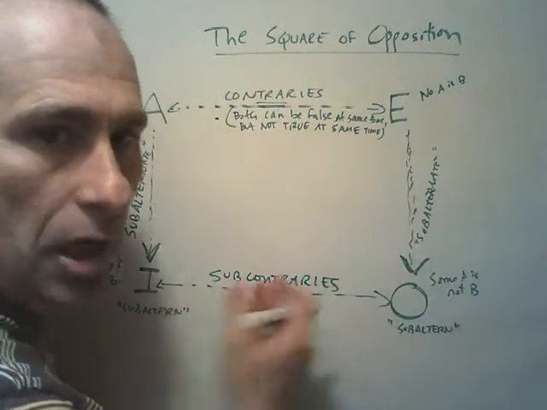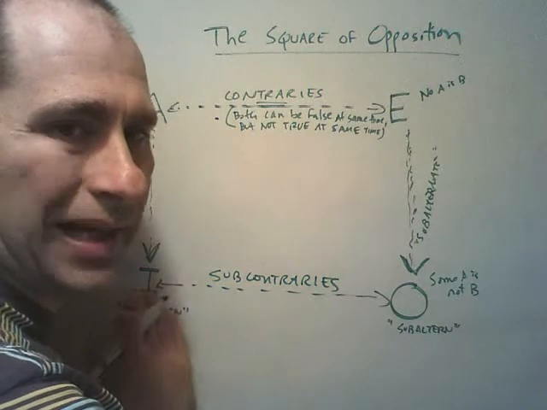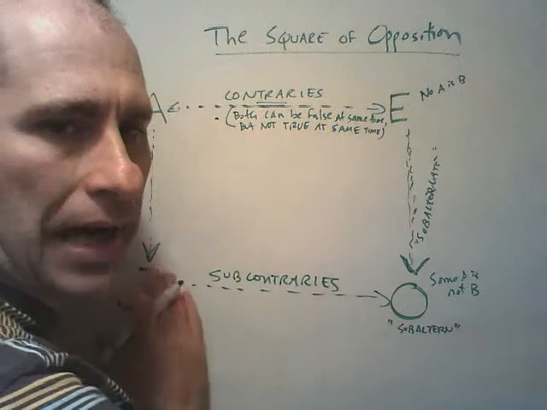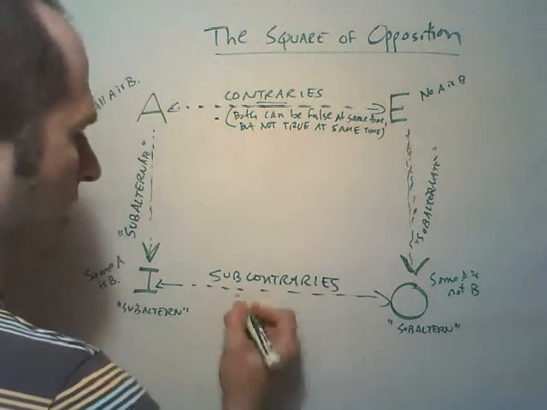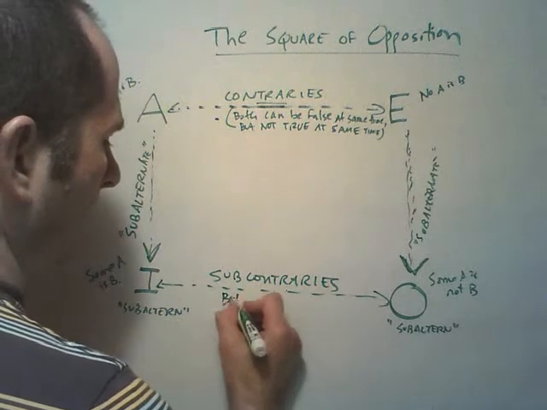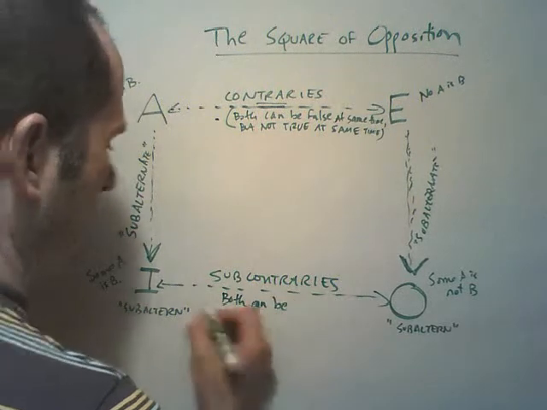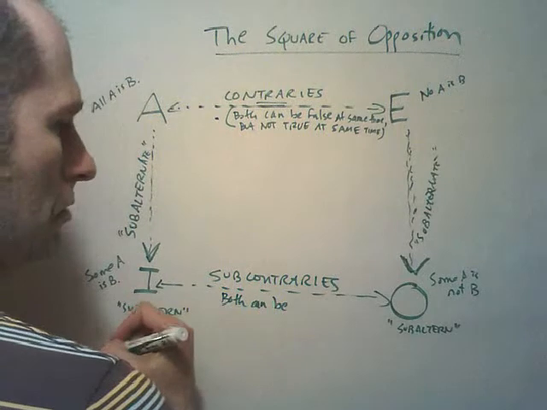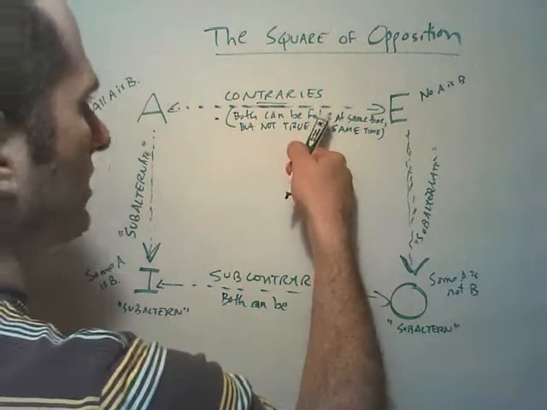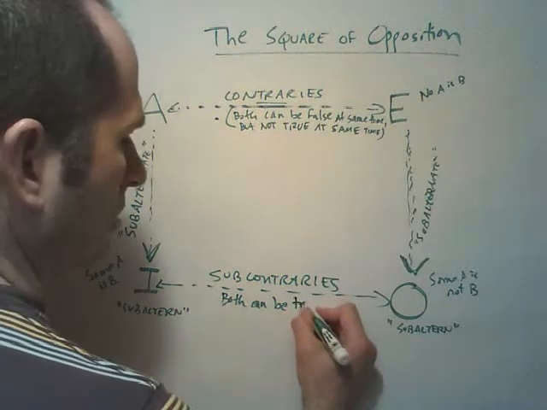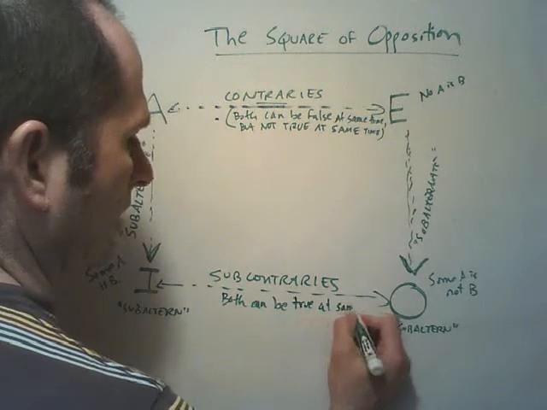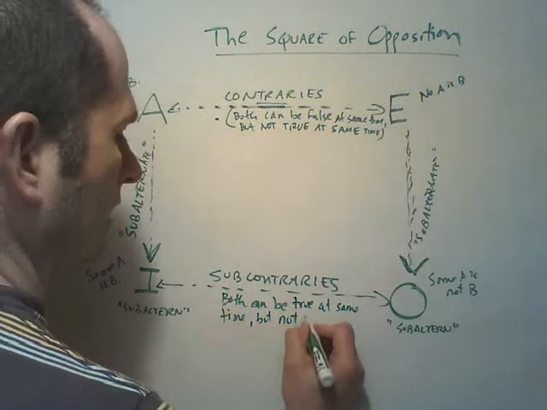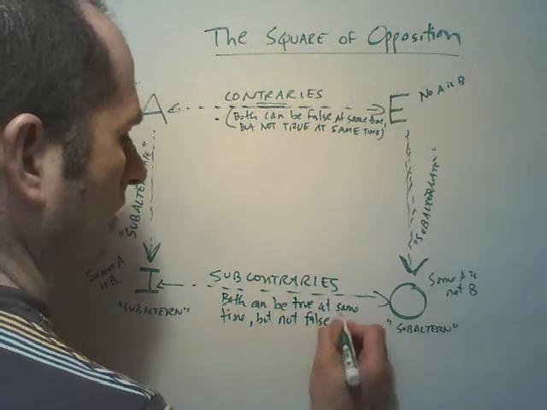So A is a subcontrary to O, and O is a subcontrary to I. Excuse me, I is a subcontrary to O, and O is a subcontrary to I. And the interesting thing about this is that both can be false at the same time. So down here, both can be true at the same time, but not false at the same time.